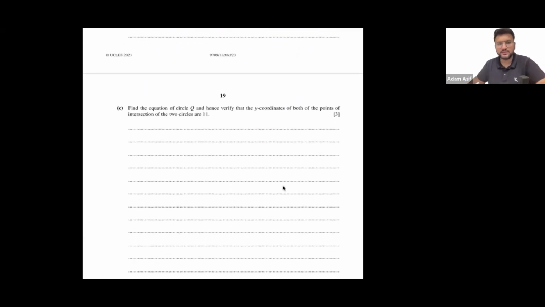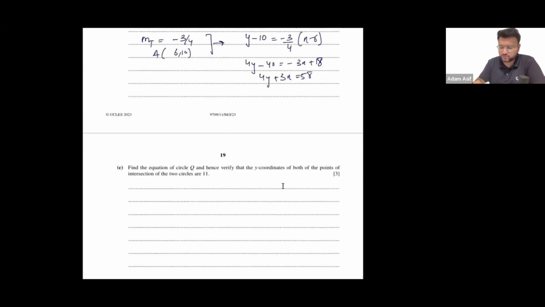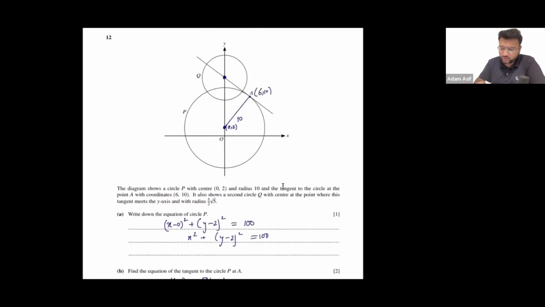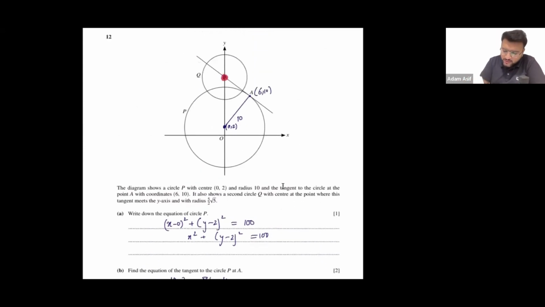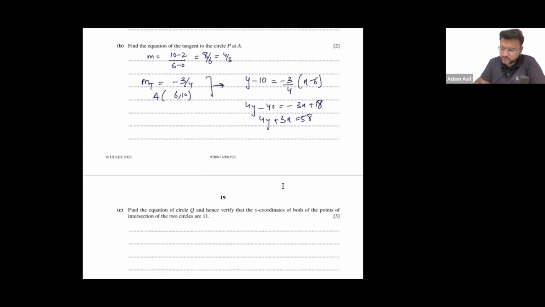Now part C says, find the equation of the circle Q and hence verify that the y coordinates of both of the points of intersection of the two circles are 11. So we need to find the equation of the circle Q. Now this tangent line passes through the y axis, and that y axis point is the center of this circle. So to find its coordinates, I need to plug in 0 for x in its equation.